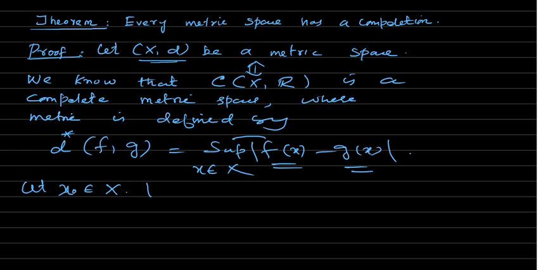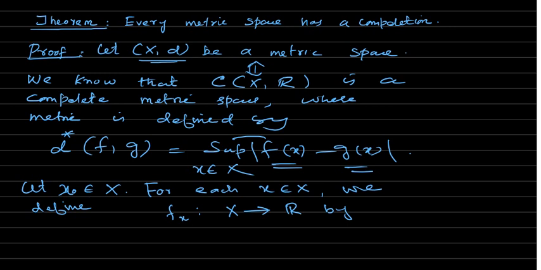Now what we do, for each x in X, I have to identify its elements with these, so for every x I have to define a map, and that map should be real valued. For each x in X we define a map f_x, from X to R, by f_x of y, the image of y under this map f_x, f_x(y) = d(y,x) minus d(y,x naught).